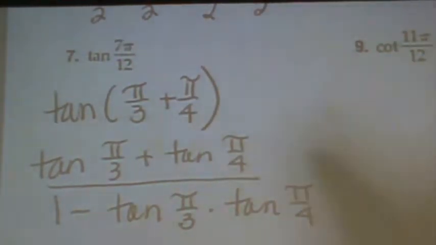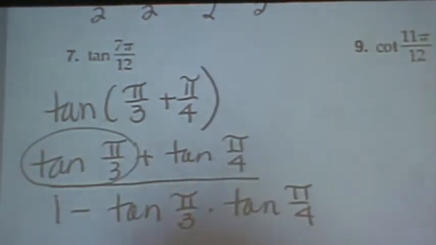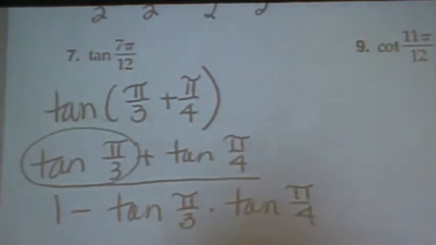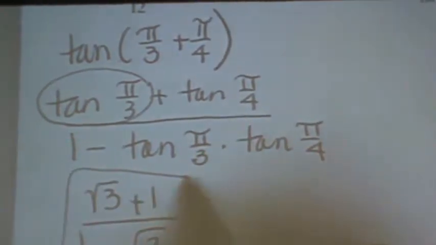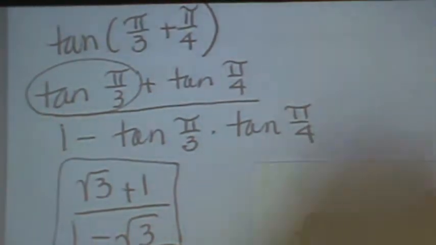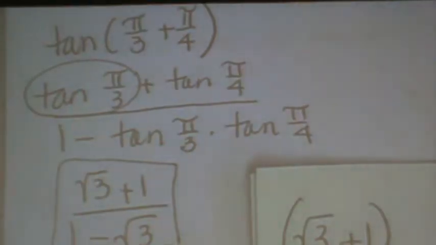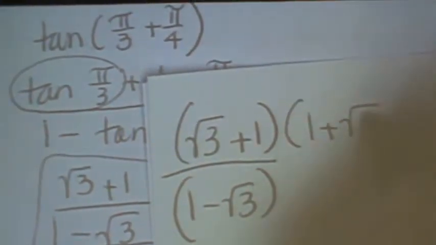So what is the tangent of pi over 3? That would be root 3. So this is equal to root 3. This is equal to 1. And then it'd be 1 minus the product of these two. So this answer needs to be rationalized. So you're going to take that and multiply by the conjugate. What is the conjugate? Conjugate would be 1 plus root 3.